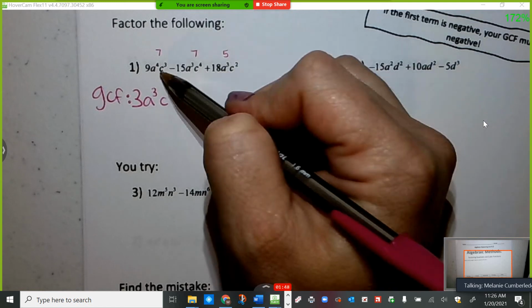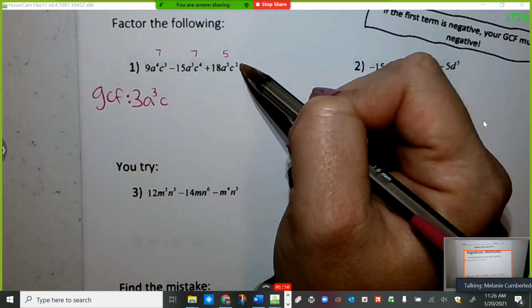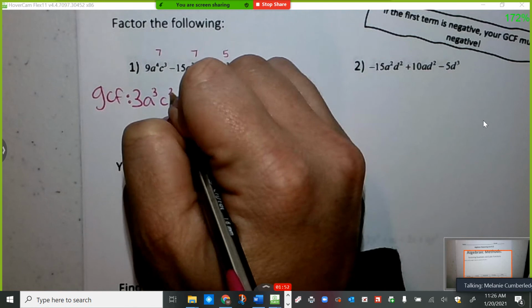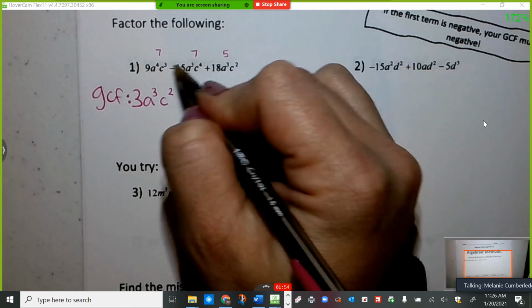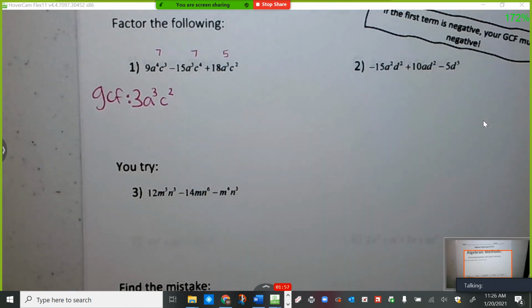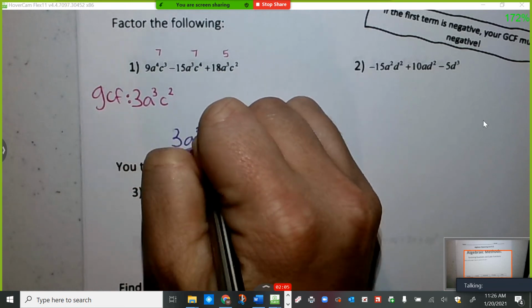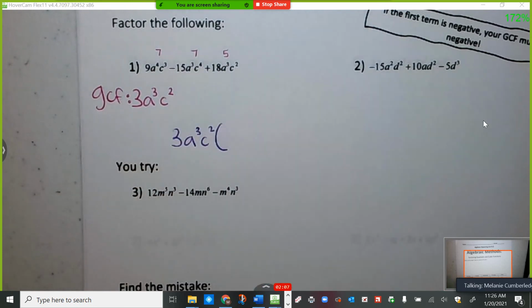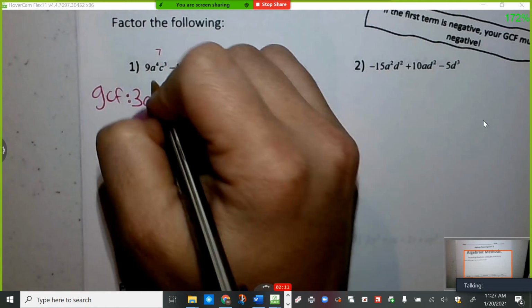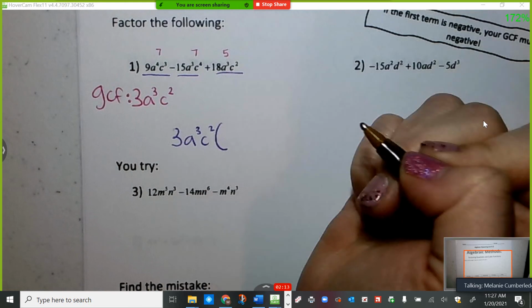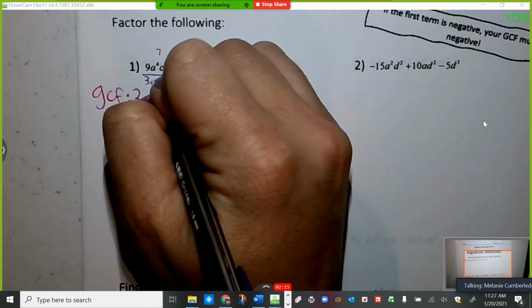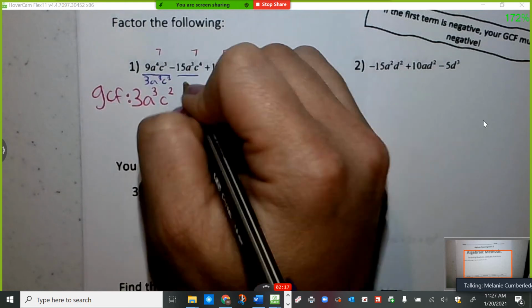So this, we have C cubed, C to the 4th, C squared. So the smallest exponent is squared, so that's what we're taking out because they all have at least 2. Okay, so there's our GCF. So then we're going to take our GCF and we're going to put it in front of some parentheses. Okay, so then you have to figure out what's left when you take that GCF. So technically, you're dividing.